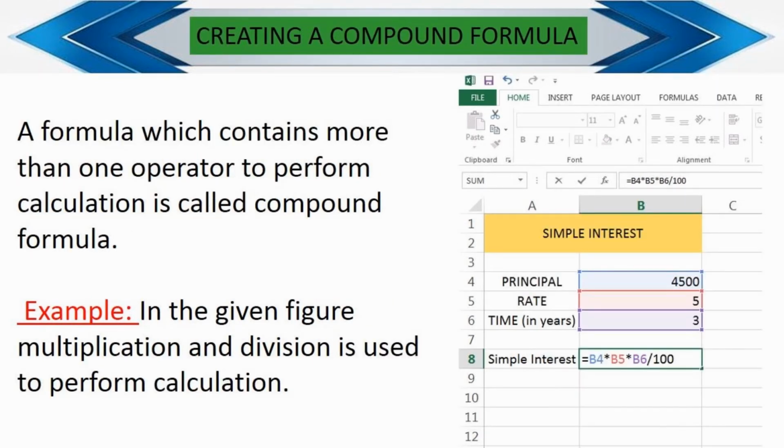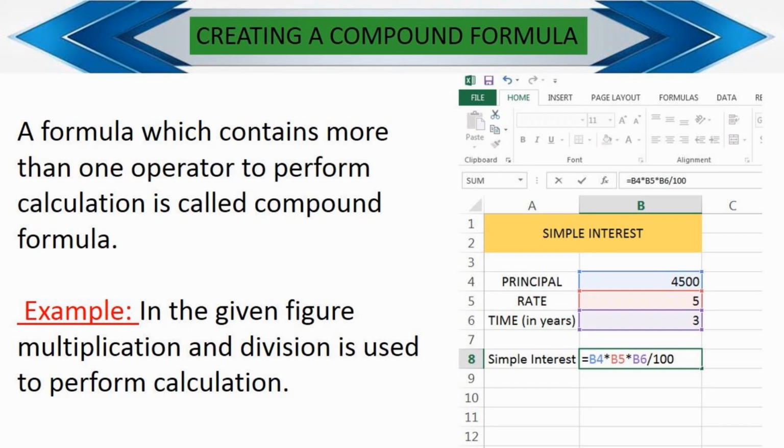Now the next one is how to create a compound formula. A compound formula is a formula which contains more than one operator to perform calculation. More than one operator means you can use addition or subtraction and multiplication and division, whatever. If more than one operator is used in the formula, that formula is known as a compound formula.